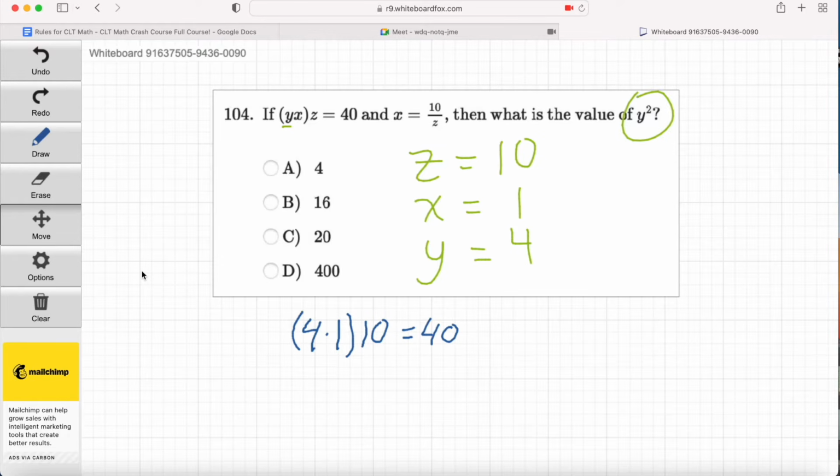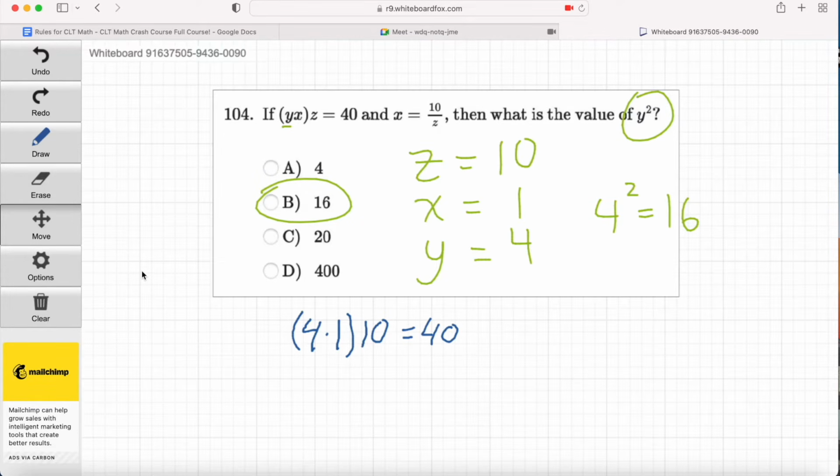So what's y squared going to have to be? You should just be able to look at this. That should be 16. It's going to be 16, because 4 squared is 16. Absolutely. Answer choice B. Any questions about that? That was a whole lot easier than what I tried to do.